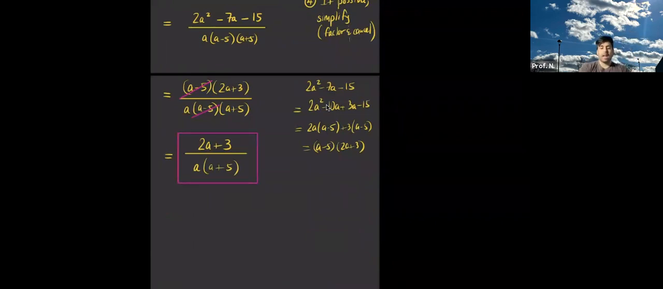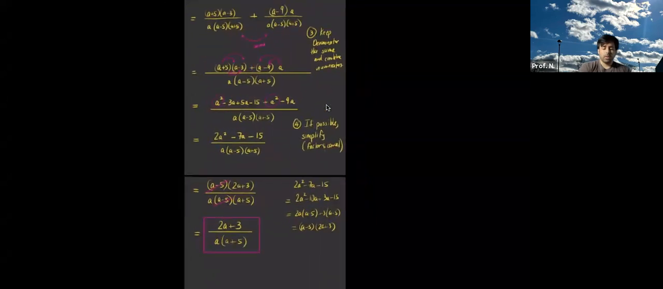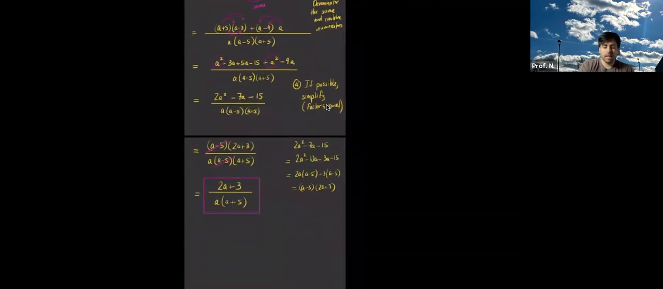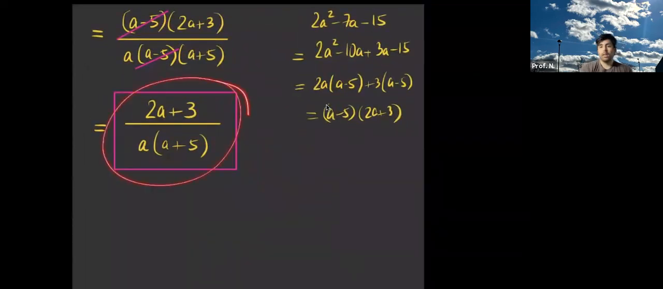This is exactly what it means to add these two fractions together, or rational expressions. That's what it took us. That's the cost of adding. So adding, as I told you, is much more complicated than multiplying or dividing, oddly enough.